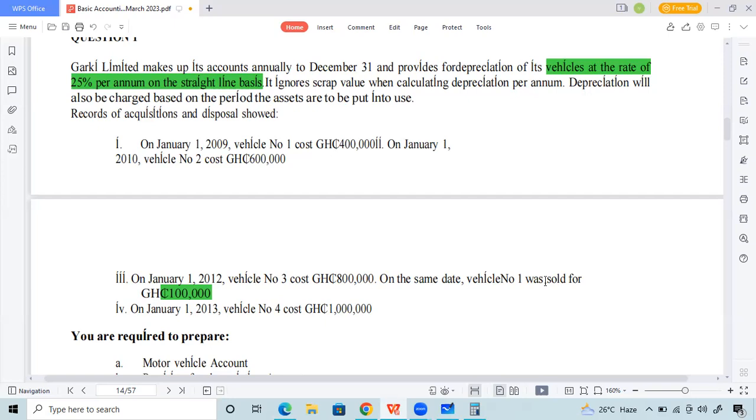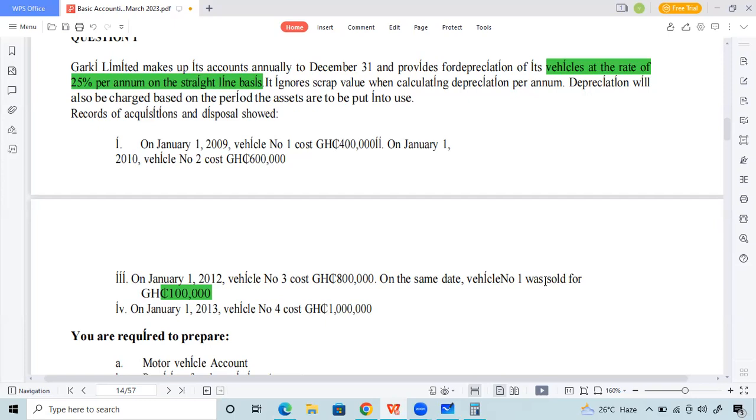So we need to remove that asset that we are selling off. You need to remove the depreciation of that asset that you are selling. You know that asset is going out, so you need to remove the depreciation as well. If you want to reduce this provision for depreciation account, you are going to debit. If you want to reduce it, it's like a liability account.